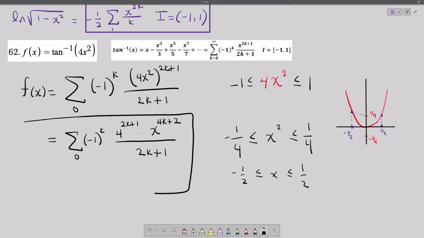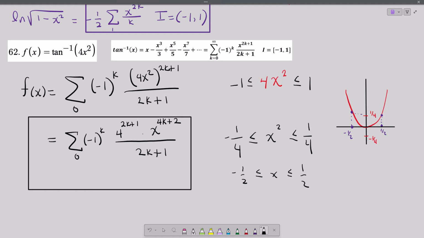So we've got our power series with its interval of convergence. The main key here is that when you're doing a substitution, you also substitute into the old IOC to get the new one.